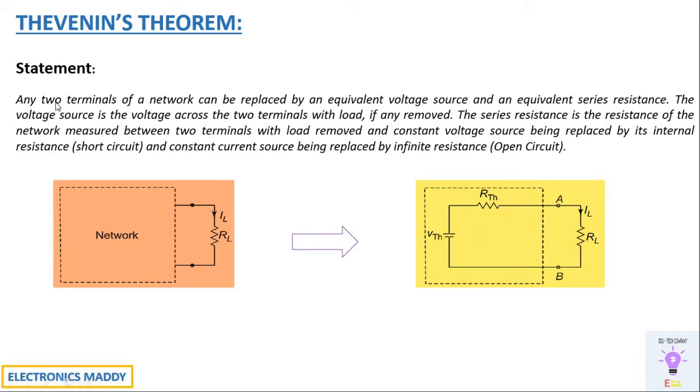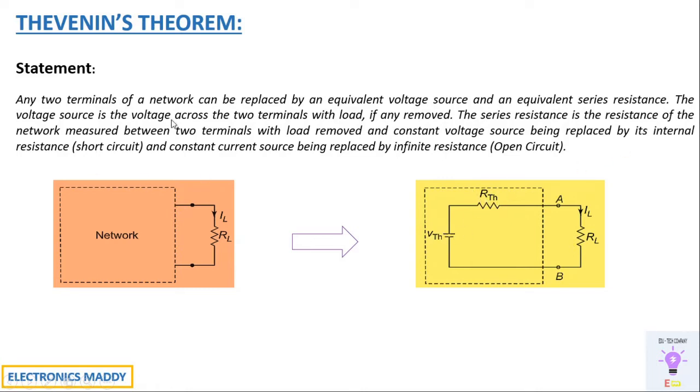So what is the statement? Now let us look at the statement. Any two terminal network, it is only applicable to two terminal networks, so be very careful with this point, can be replaced by an equivalent voltage source and an equivalent resistance, that is nothing but VTH and RTH. VTH is Thevenin's voltage and RTH is Thevenin's resistance.